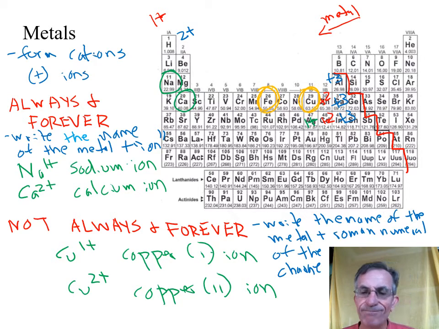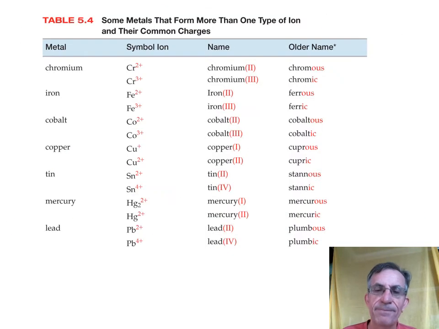Sometimes you'll see people use another method. This is sort of the old-timey method. Instead of telling you the charge with a Roman numeral, chromium 2, chromium 3, for the two versions of chromium, right? Chromium, it turns out, can have more than one charge as well. Sometimes it's +2, sometimes it's +3.